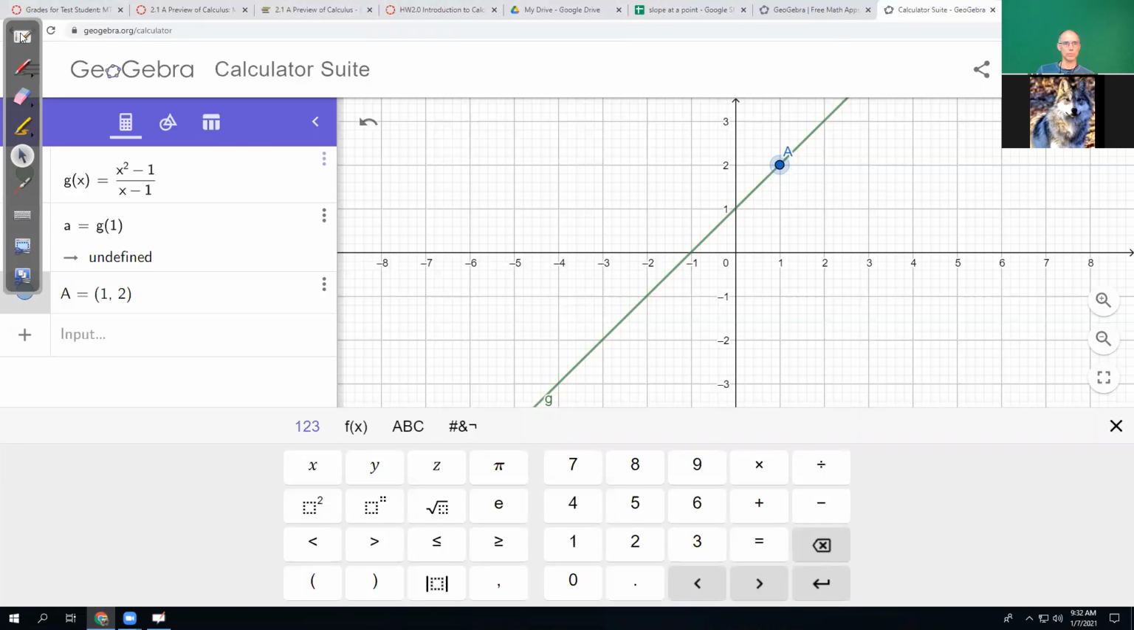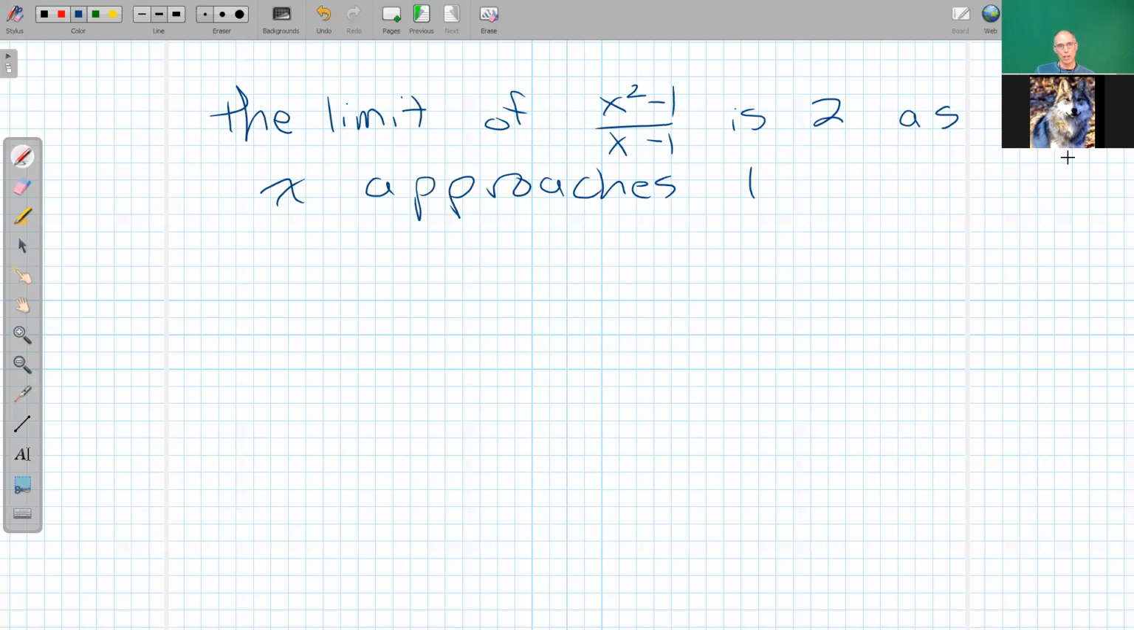So back here, the abbreviation of this statement looks like this. For limit, we write LIM. As x approaches 1, underneath LIM, we write x arrow 1. The function is just written next to it. So next to this limit, I write the fraction x squared minus 1 over x minus 1, and then that equals 2.